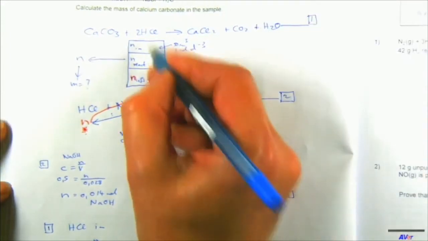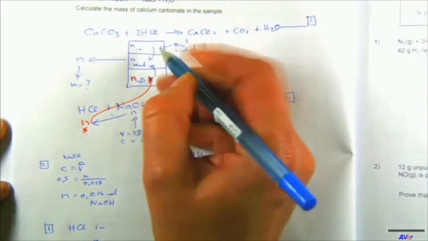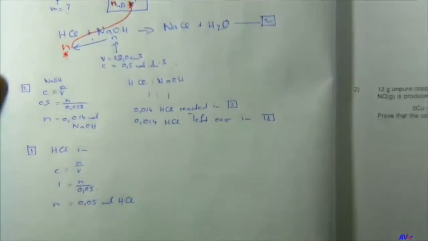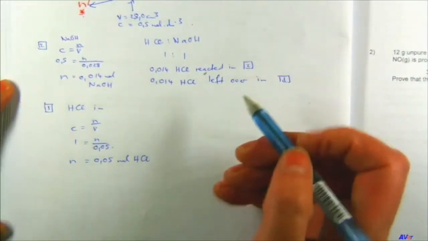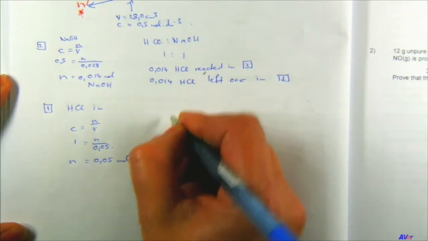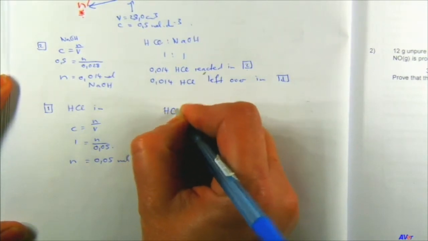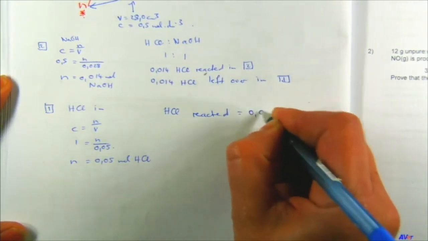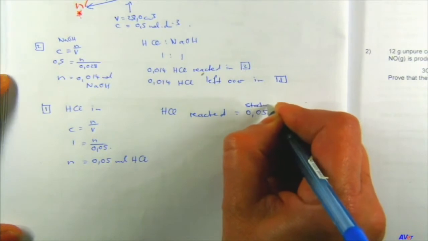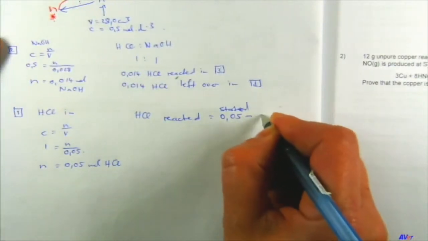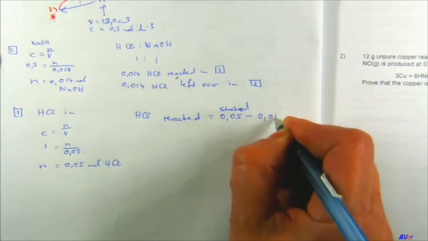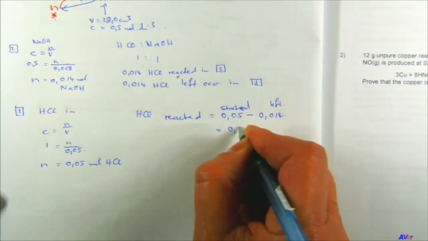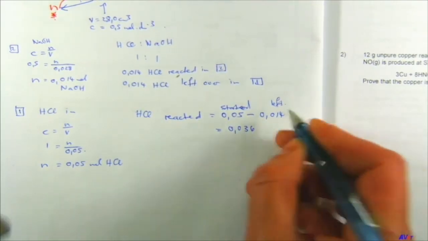Right. How do I get what I used? I'm going to take what I started with, what I put in, and subtract what was left over. Right, so the HCl that reacted was the 0.05 with which we started, minus the 0.014 that is left over. And that should give you 0.036 moles.